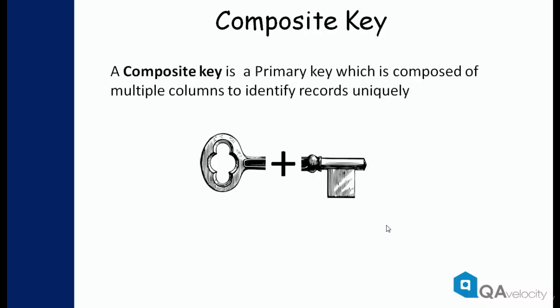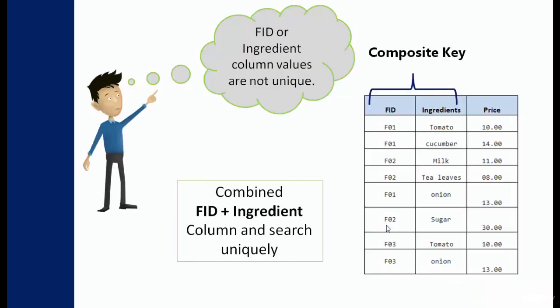So what exactly is this composite key? A composite key is a primary key which comprises multiple columns to identify records uniquely. If we combine two columns of a table to search the record uniquely, we call it a composite key.